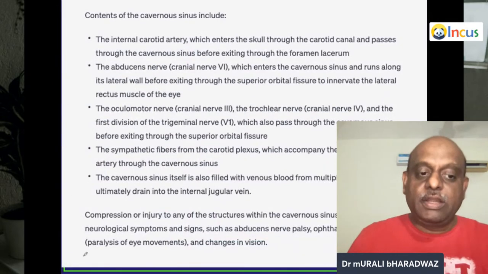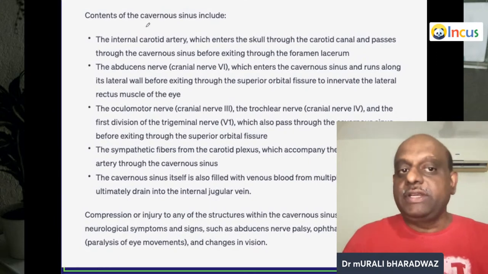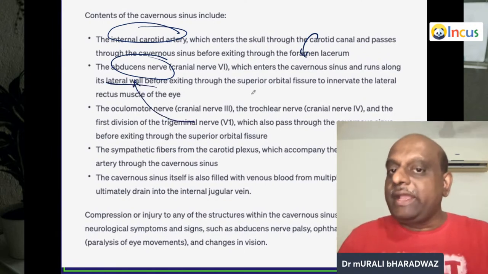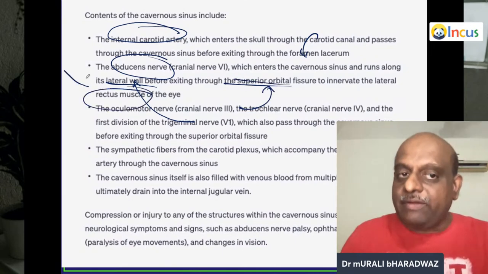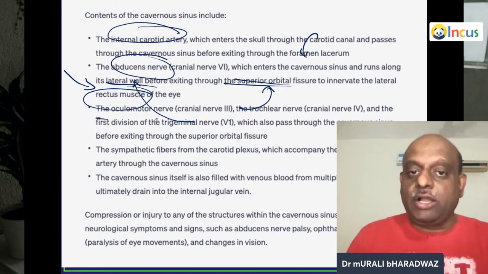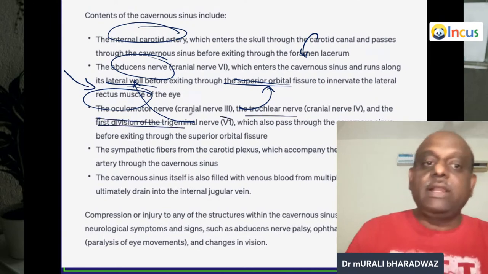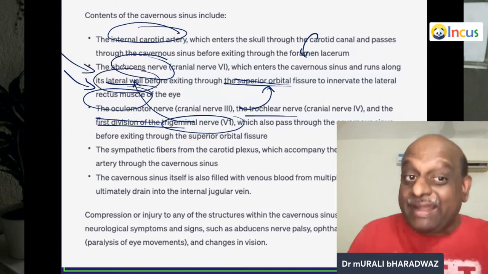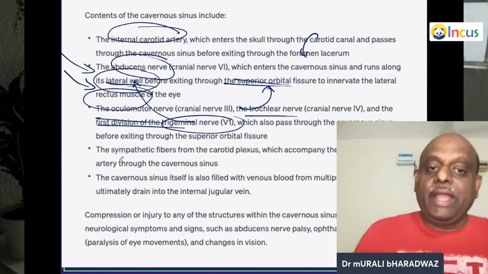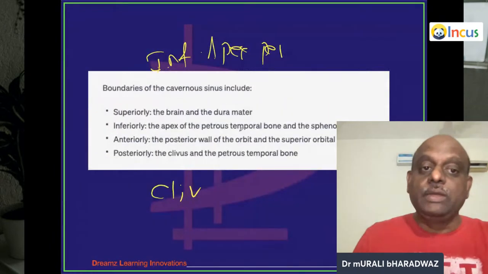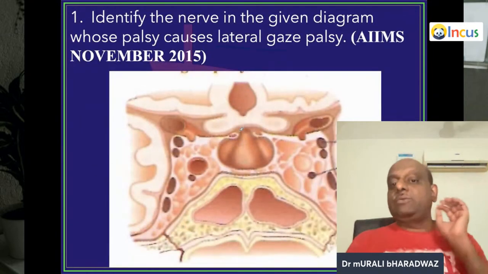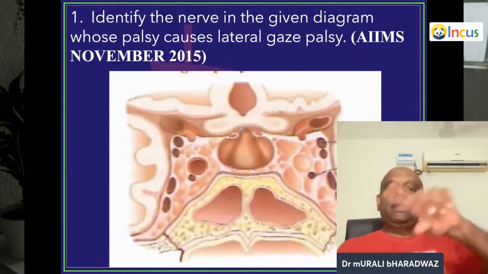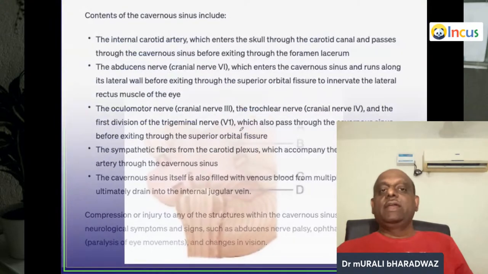And what are the contents? Typically, cavernous sinus has internal carotid abducens. Abducens enters the cavernous sinus, runs along its lateral wall before it exits to the superior orbital fissure to ultimately innervate the lateral rectus, as all of you know very well. Similarly, oculomotor nerve, trochlear nerve, first division of trigeminal nerve, they all will be passing through the cavernous sinus. But the one which runs along the lateral wall is abducens. And sympathetic fibers of the carotid plexus also. So the examiner's question in the AIIMS November 2015 is, identify where in the cavernous sinus wall you have the abducens.